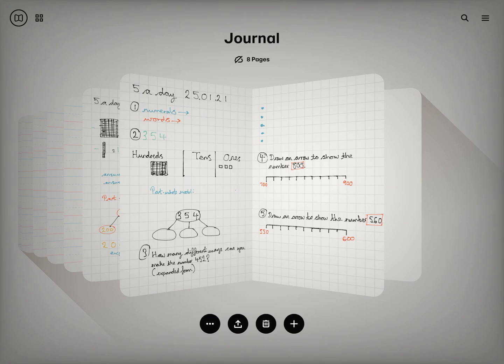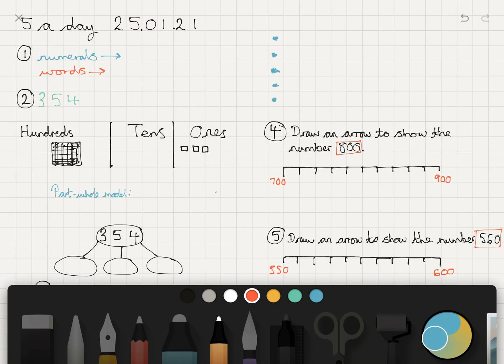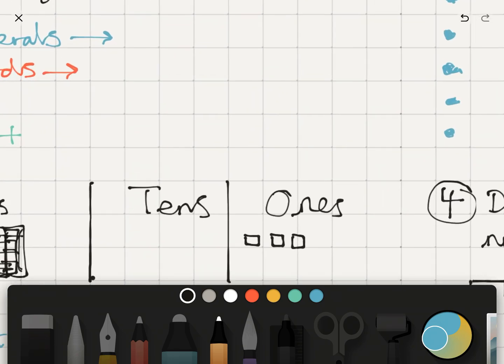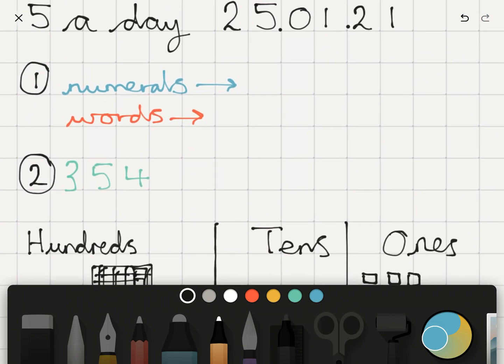I'm going to go through the answers for your 5 a day today. So, okay, question 1. The question showed you some numbers. So you had 2 in the hundreds column, 3 in the tens, and 3 in the ones. So in numerals, your answer would be, let's get a black pen, for question 1, 2, 3, 3.